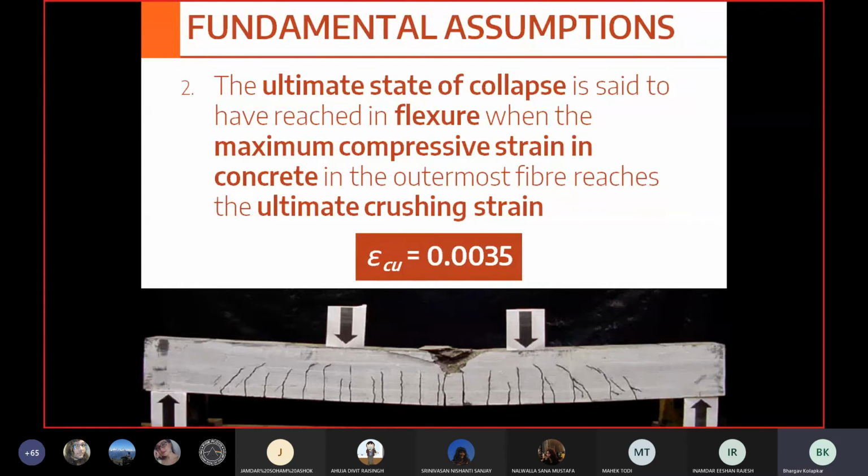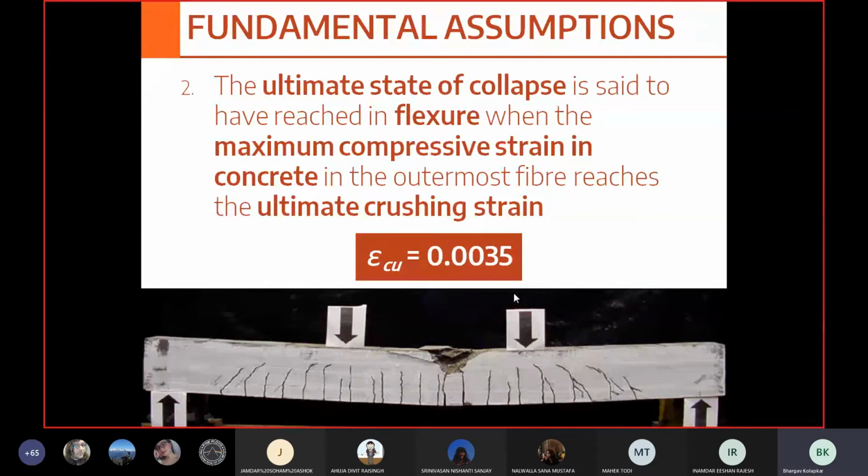Okay, so we need a failure point before the collapse, before the actual collapse occurs. And after a lot of research and after a lot of experiments, it has been agreed that we can say that a member fails in flexure when it reaches a strain value of 0.0035.